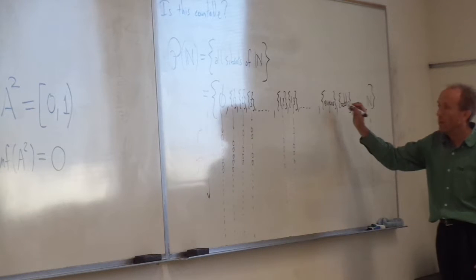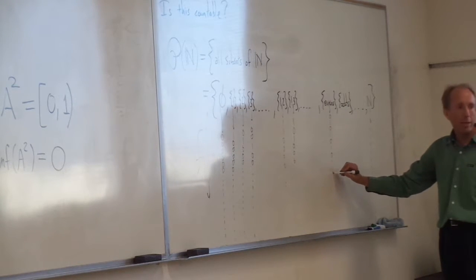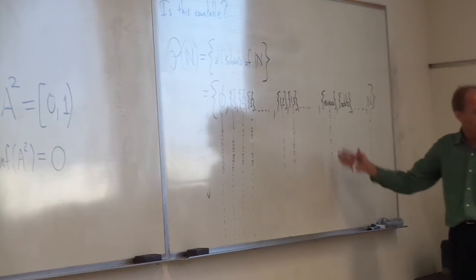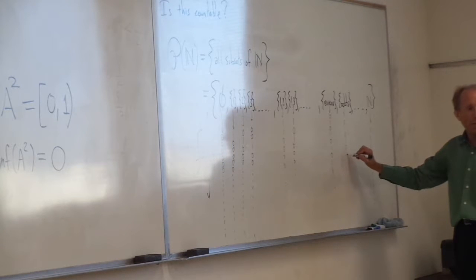Okay, for the evens, you would do 0, 1, 0, 1, 0, 1, 0, 1, because the ones are in the evens positions. And then for the odds, you would do 1, 0, 1, 0, 1, 0, and so on.